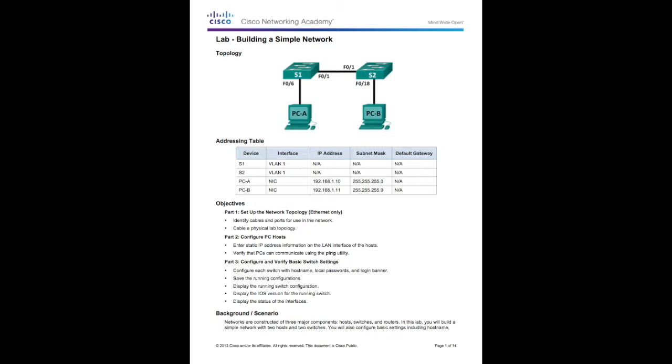In this lab, I'm going to show you how to build a simple network using two hosts and two switches. Then we do the basic configuration, including the host name and passwords, and also login banner. Then we use the show command to verify our configuration, and we save the device configuration at the end. We also apply the IP addresses on the PCs.